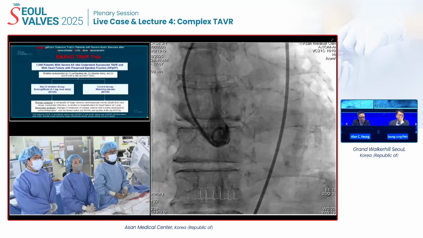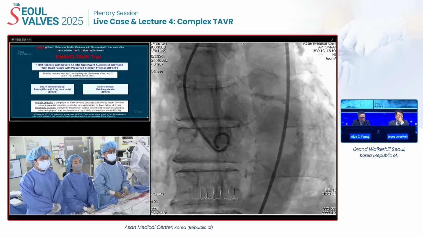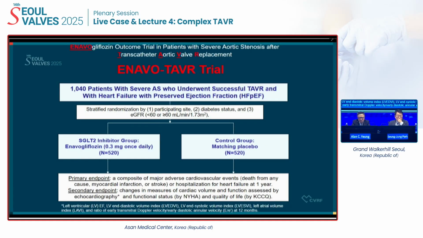This is a multi-center trial actively ongoing in South Korea, with more than 40 centers involved. Our hypothesis was that after successful TAVR in patients with heart failure with preserved ejection fraction, post-TAVR management using an SGLT2 inhibitor could be beneficial. At this year's ACC, a trial in low ejection fraction TAVR patients showed a 30% reduction of the primary endpoint, even though that trial was open label. Our trial is double-blinded.